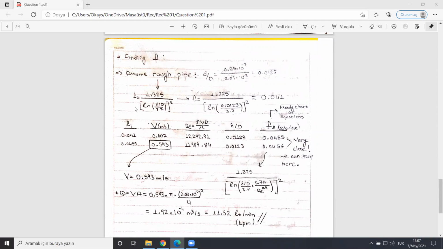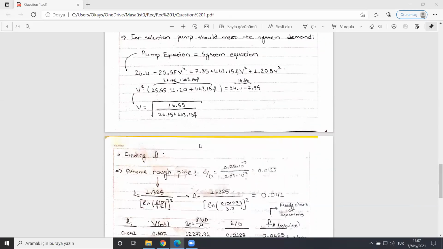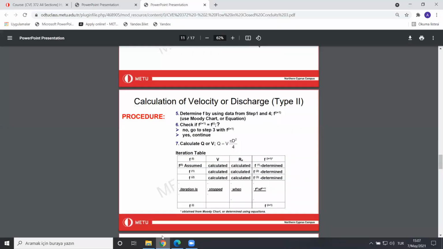When we reach this point, when we get this equation for the velocity, we don't know what the velocity is, and we don't know the F value as well. It is not given by the question. So let me show you again.